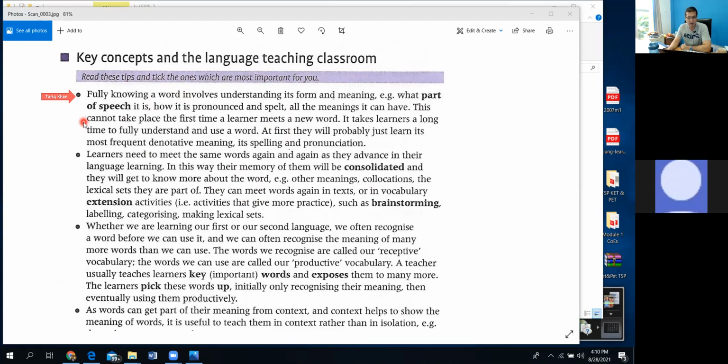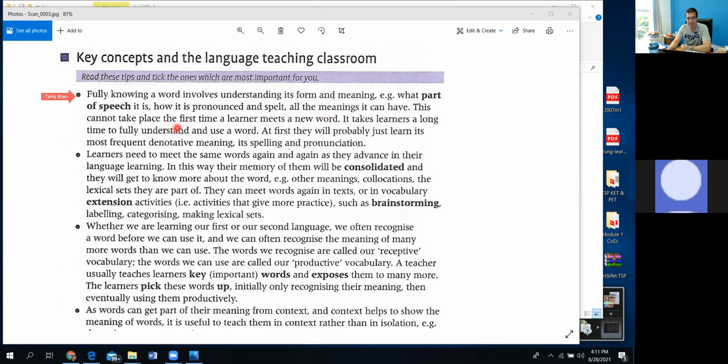Number one, fully knowing a word involves understanding its form and meaning. When we want to know fully about a word, we need to know all its forms and meanings, in how many forms this word can be used, and what type of meaning this word can have in different forms and in different situations. All right. For example, what part of speech it is. Parts of speech, we will be discussing that in the grammar next week. How it is pronounced and spelled. All the meanings it can have.